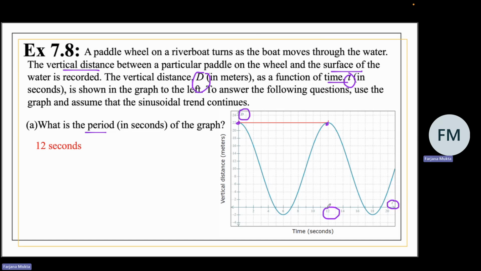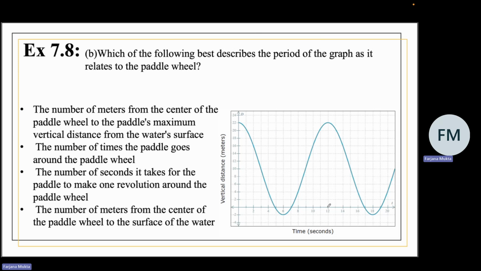Okay, next question. Which of the following best describes the period of the graph as it relates to the paddle wheel? So once again, as we have calculated, 12 seconds is our one period, and that corresponds to time, right? So which one best describes the period? The number of meters of the center of the paddle wheel: the number of meters is for distance, not for time. So let's cross it out. The number of times the paddle goes around the paddle wheel.